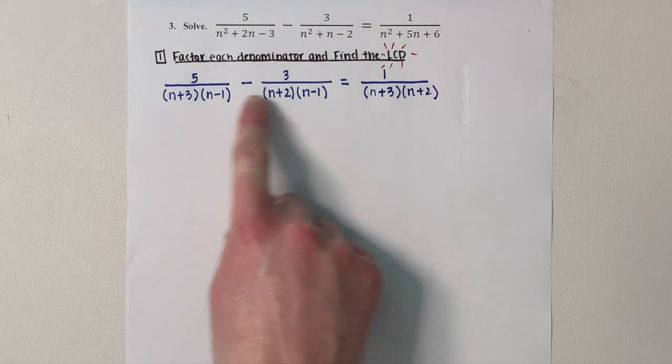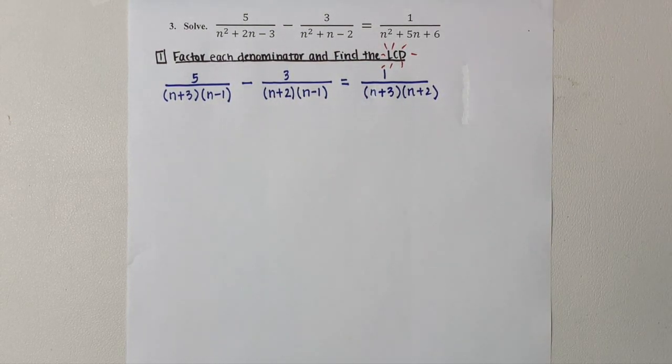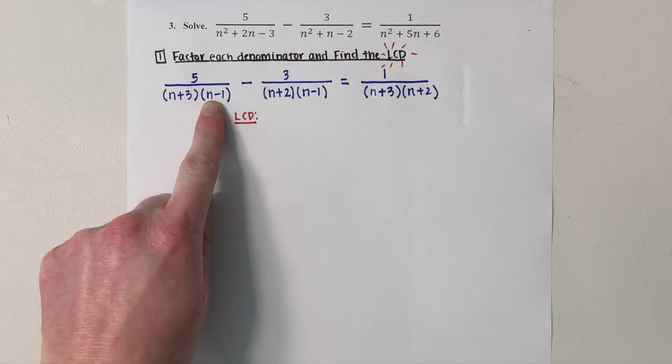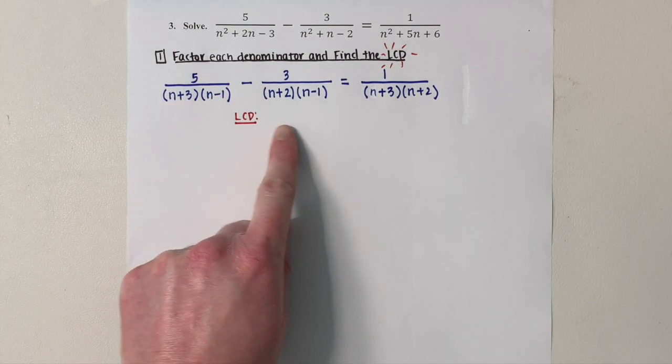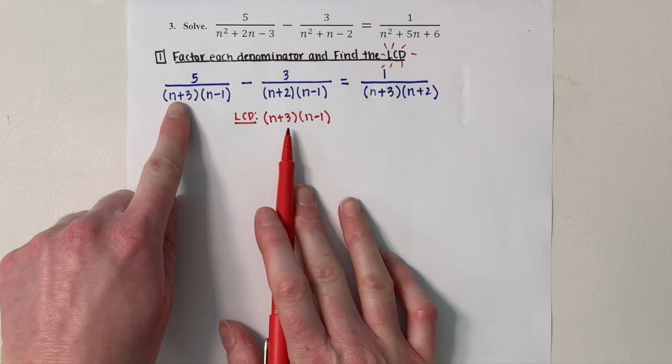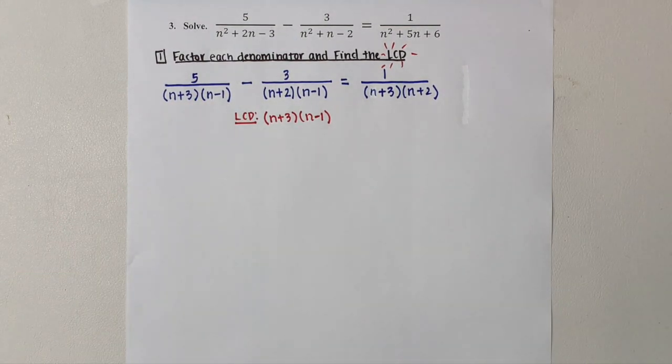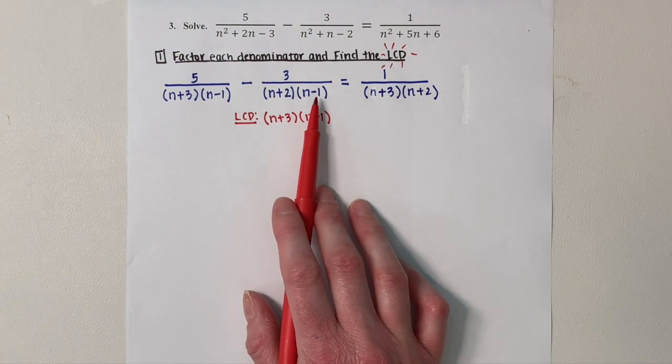Once you've factored each denominator, then we want to find the LCD. Each denominator must appear in our LCD. Start by copying down the first denominator exactly as it appears. That leaves us with n plus 3 times n minus 1. Then look at the next denominator and add the missing factors to your LCD.